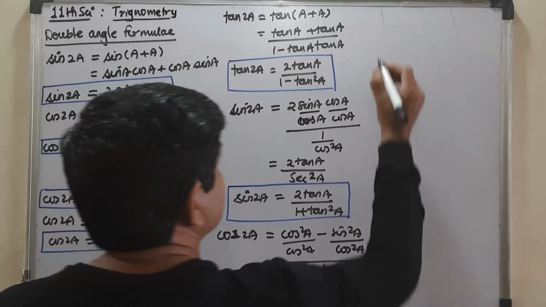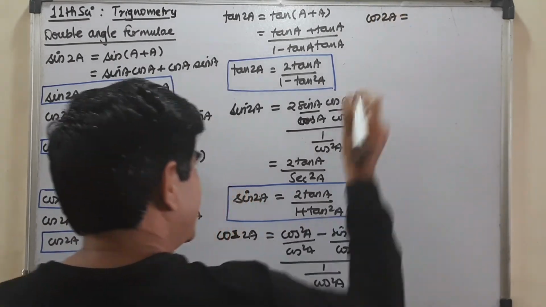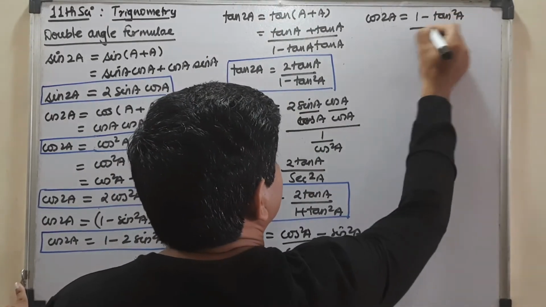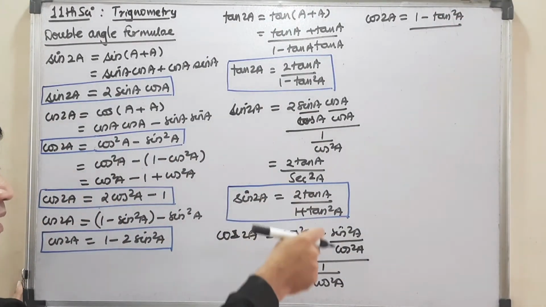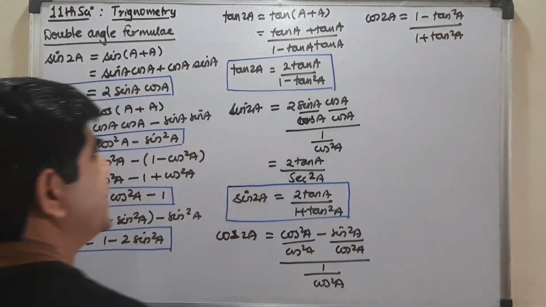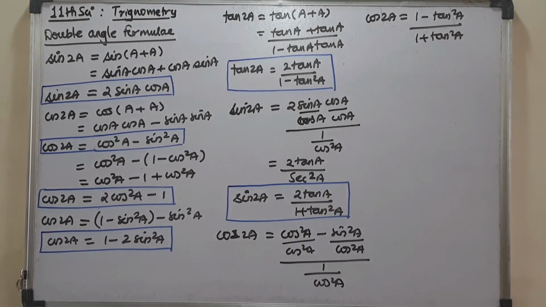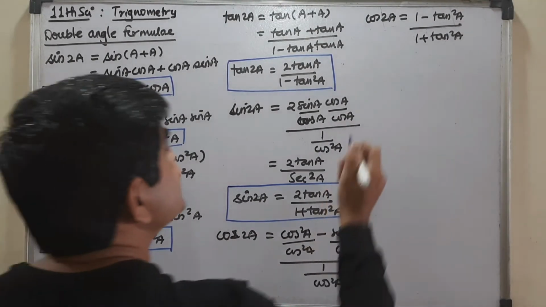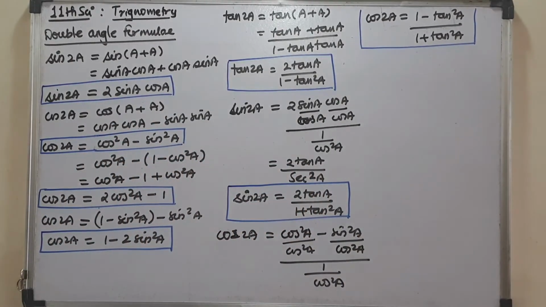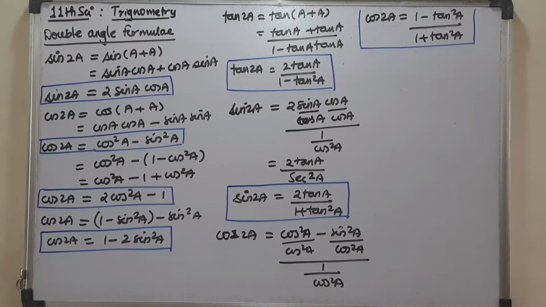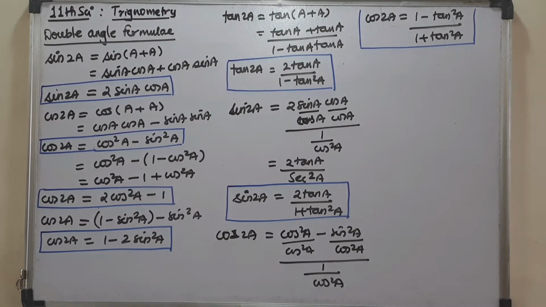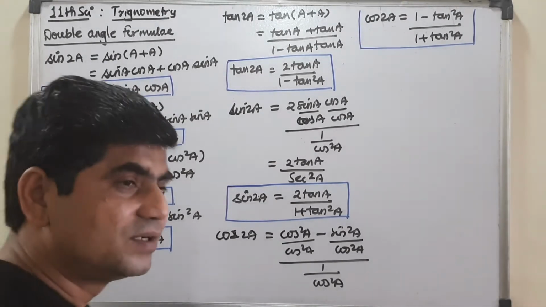So I get here cos 2A. This becomes 1 and this becomes tan square A. And down, as I did here, it will become sec square A, which is nothing but 1 plus tan square A. So cos 2A I got it, which means now I can say that I have 2 formulas for sin 2A, 4 formulas for cos 2A, and right now only 1 formula for tan 2A. Okay? Now this is the double angle done.